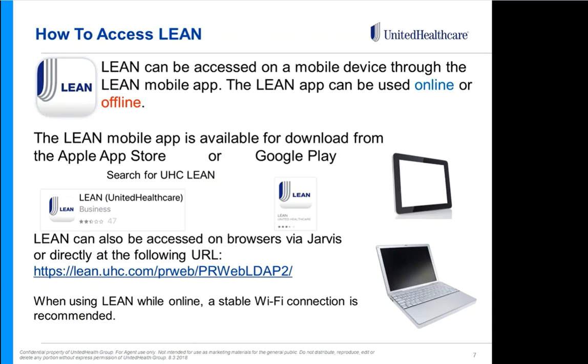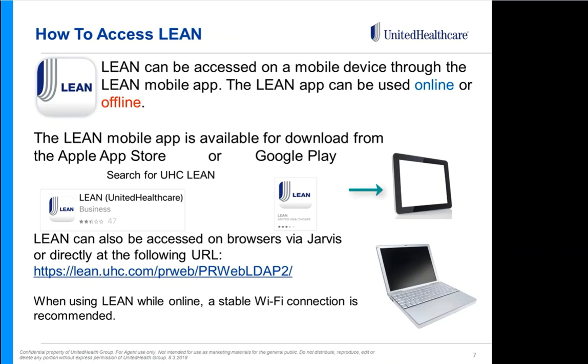So how do we get started using LEAN? LEAN can be accessed on a mobile device or laptop. You can use LEAN through the LEAN mobile app, and you may also access the LEAN website via the URL on the screen. A best practice is to access LEAN through Jarvis, then save the website as a favorite or bookmark it. The mobile app is downloaded from the Apple App Store for iPads or the Google Play Store if you use an Android tablet.